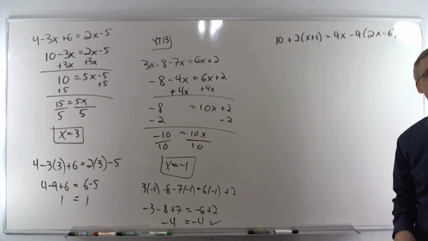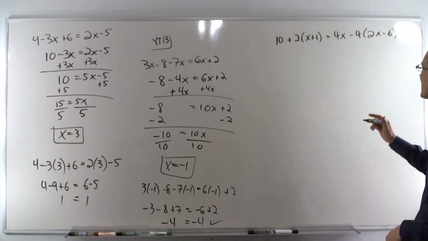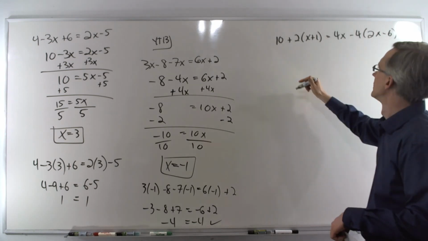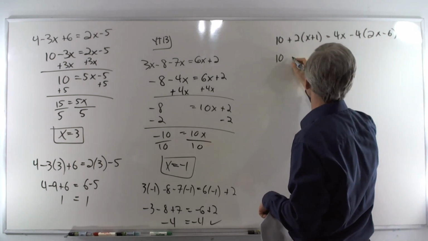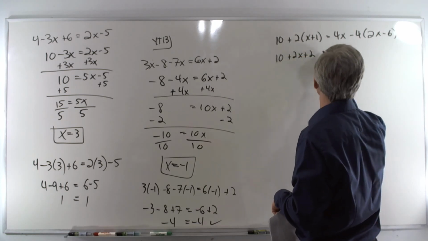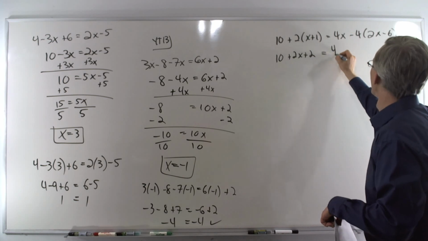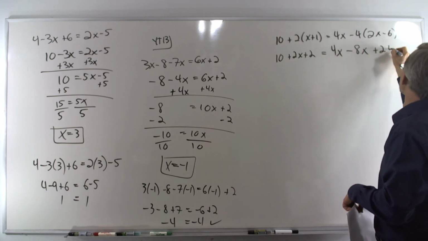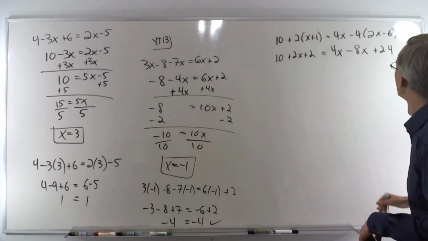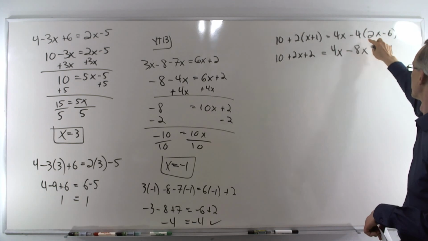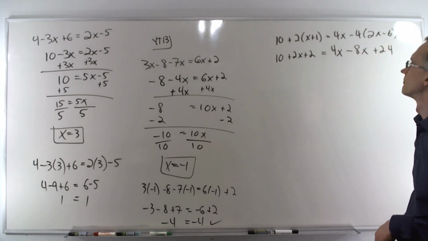So just like before, we're going to start off by simplifying. And we simplify by getting rid of these parentheses. So I'm going to distribute in to get rid of the parentheses. So 10 plus 2x plus 2 on the left, and 4x minus 8x plus 24 on the right. Remember that negative distributing in is going to change both of those signs. So positive becomes negative, negative becomes positive.